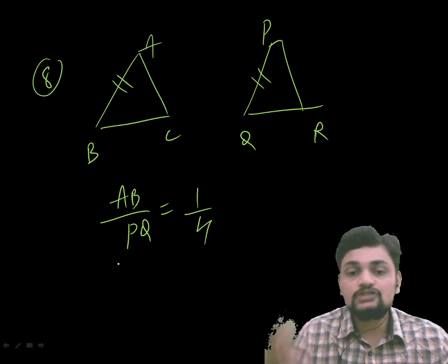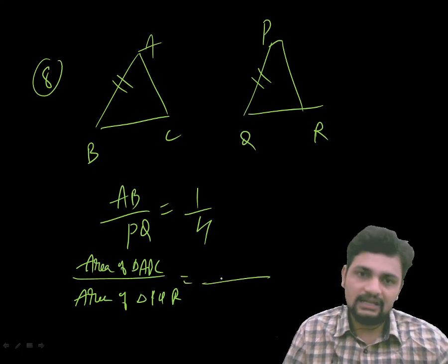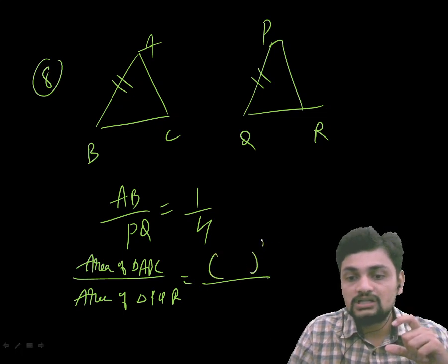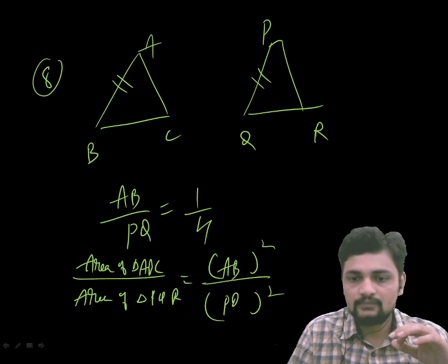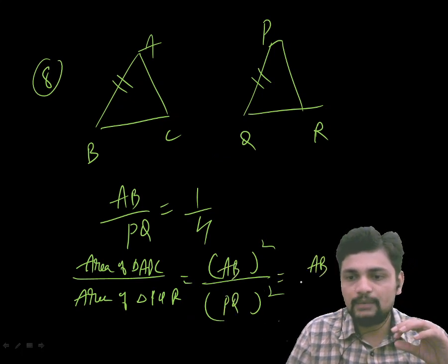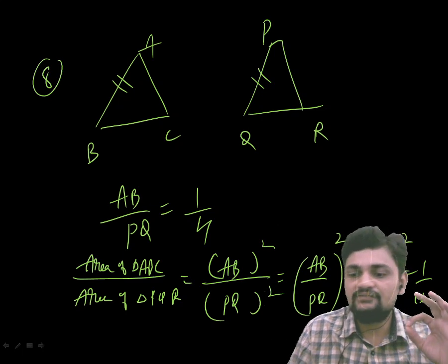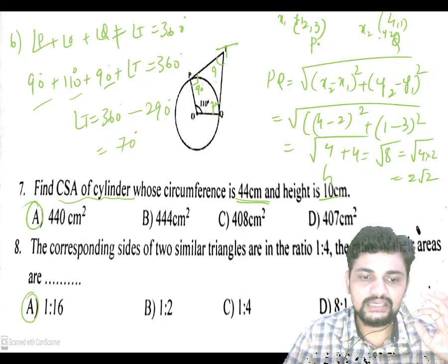So what is the ratio of their area is asked in the question. So area of triangle ABC to area of triangle PQR if I take, then as per the theorem, the ratio of the areas is equal to the ratio of the squares of the corresponding sides. So AB by PQ are the corresponding sides. So this can be written as (AB by PQ) the whole square. So ratio is given as 1/4. So 1 square is 1, 4 square is 16. So this particular fraction if I represent in ratio, it will become 1:16. So option A is correct.